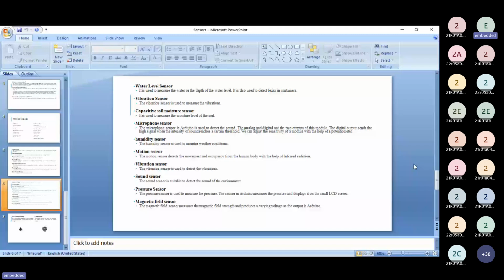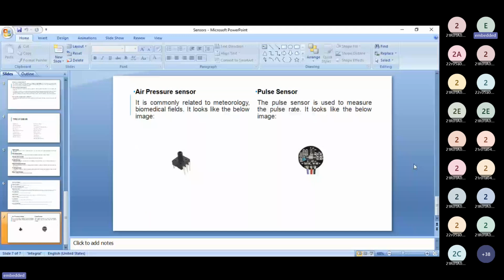So this is how an air pressure sensor and a pulse sensor look. What is meant by an air pressure sensor? It is commonly related to meteorology and biomedical fields. It looks like the image below. The pulse sensor is used to measure the pulse rate. This is how an air pressure sensor and a pulse sensor look.